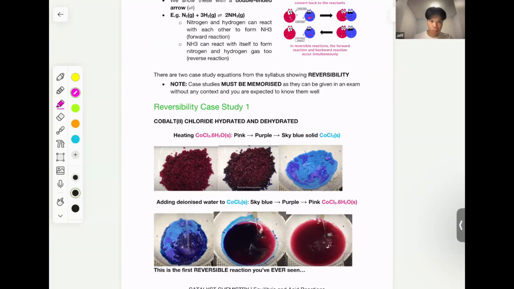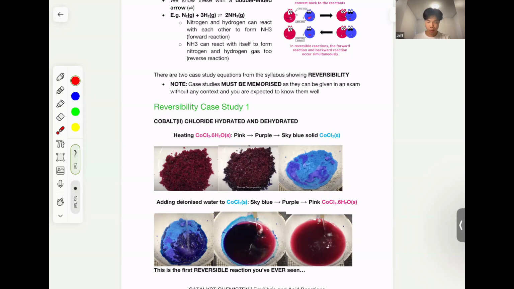So this is your pink solid turning into a purple one, then a blue one as you heat it, because this removes water from the cobalt chloride hydrate. And then you can also add the water back in to the light blue dehydrate and turn it back into a pink substance. So it goes both ways. And this is the first reversible reaction you see.